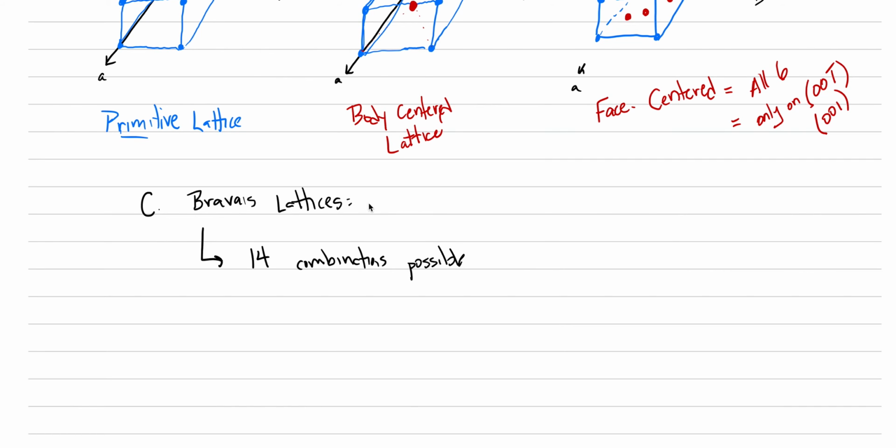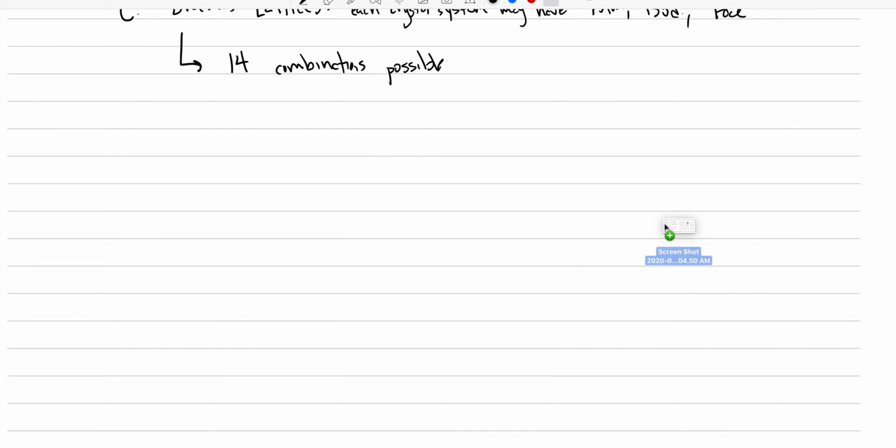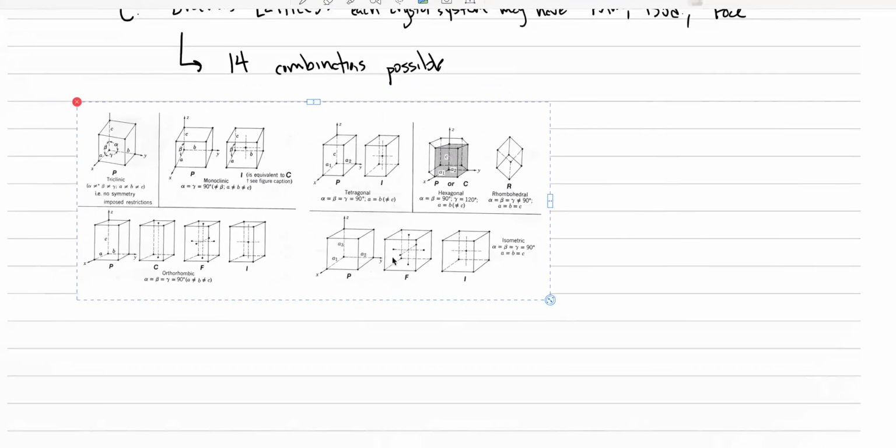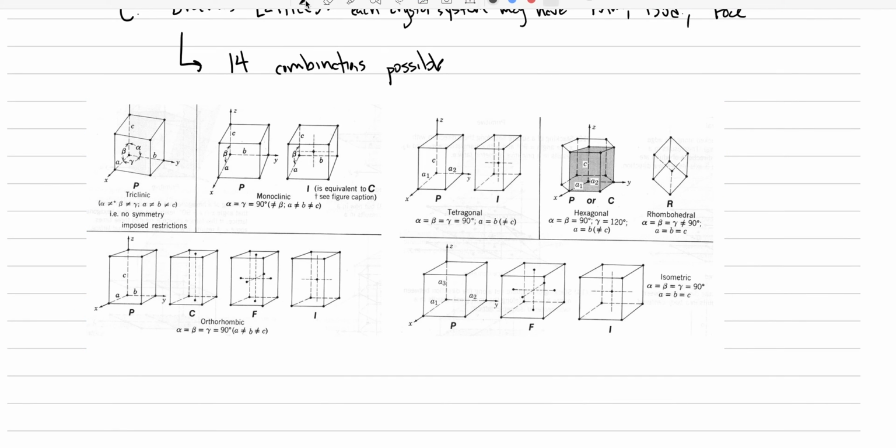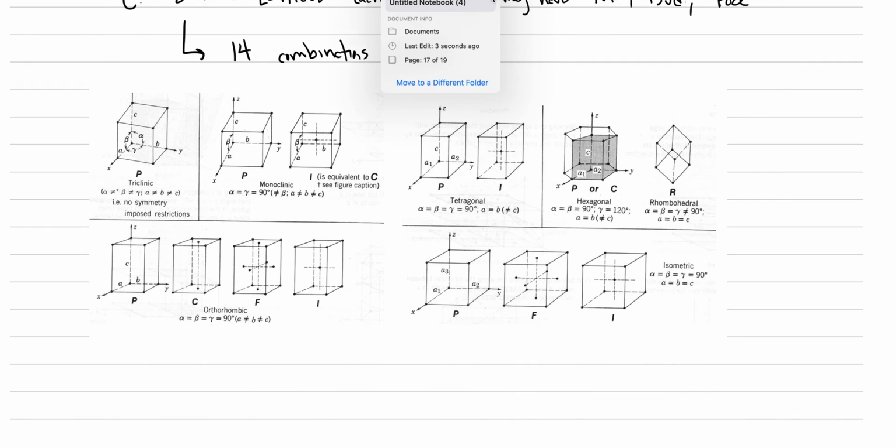So what we do here is, to get the Bravais lattices, we would say each crystal system may have primitive, body-centered, or face-centered lattices. The textbook has a really good figure that summarizes all the potential Bravais lattices. I'm just going to snag it in right here, but I totally recommend you go to the textbook and look this up.